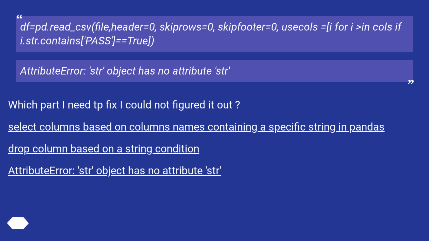Select columns based on column names containing a specific string in pandas. Drop column based on a string condition. Attribute error: 'str' object has no attribute 'str'. Drop multiple columns that end with certain string in pandas.